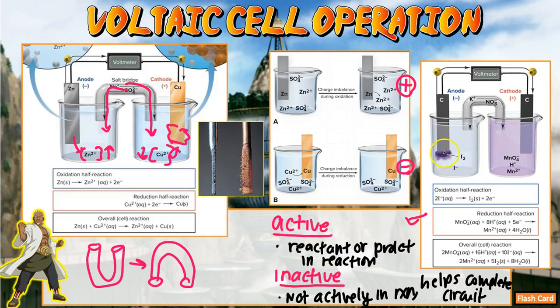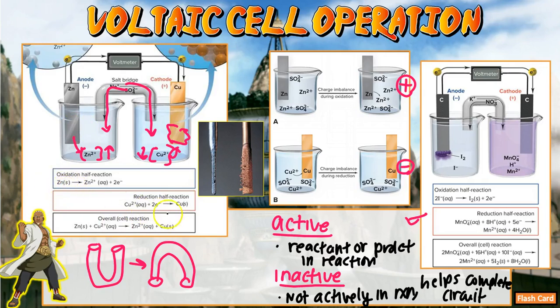The Raikage then ends with more details about the electrodes. He tells us there are actually two types of electrodes, active electrodes and inactive electrodes. So an active electrode is an active component in its half cell, and it usually is a reactant or product in the overall reaction. So for us, we've been talking about our zinc anode and our copper cathode, right? These are both active electrodes because they're actually solids within the overall cell reaction.